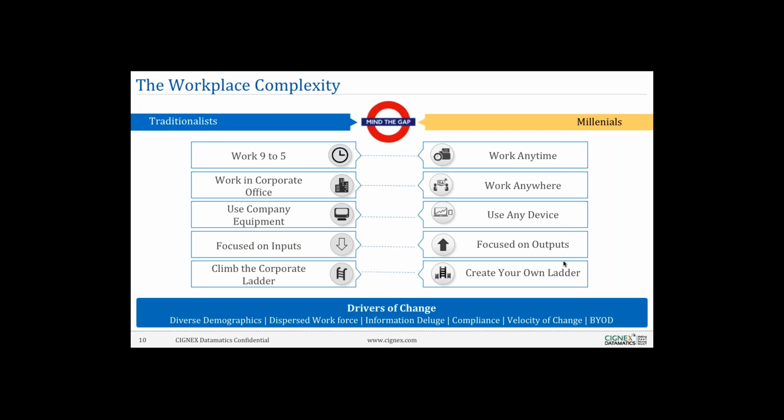Contrast that with the millennials. 9 to 5 is really not any boundary. So they work anytime, anywhere, any device, largely focused on outputs, and they create their own ladder. So if you contrast this from an HR perspective and also look at it from a technology engagement perspective, you will see that there is a challenge here and there is a gap. So you've got to design something that can connect with both sets of people.